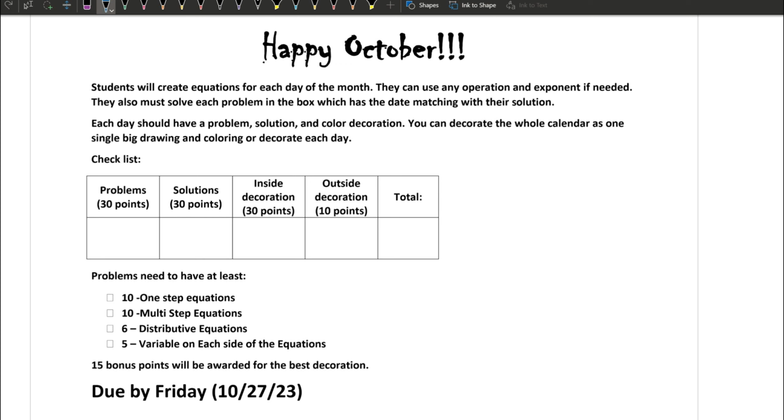Inside decoration, which means that if you decorate the whole calendar as one big picture, that is fine, or you can decorate every single box, that is fine too.